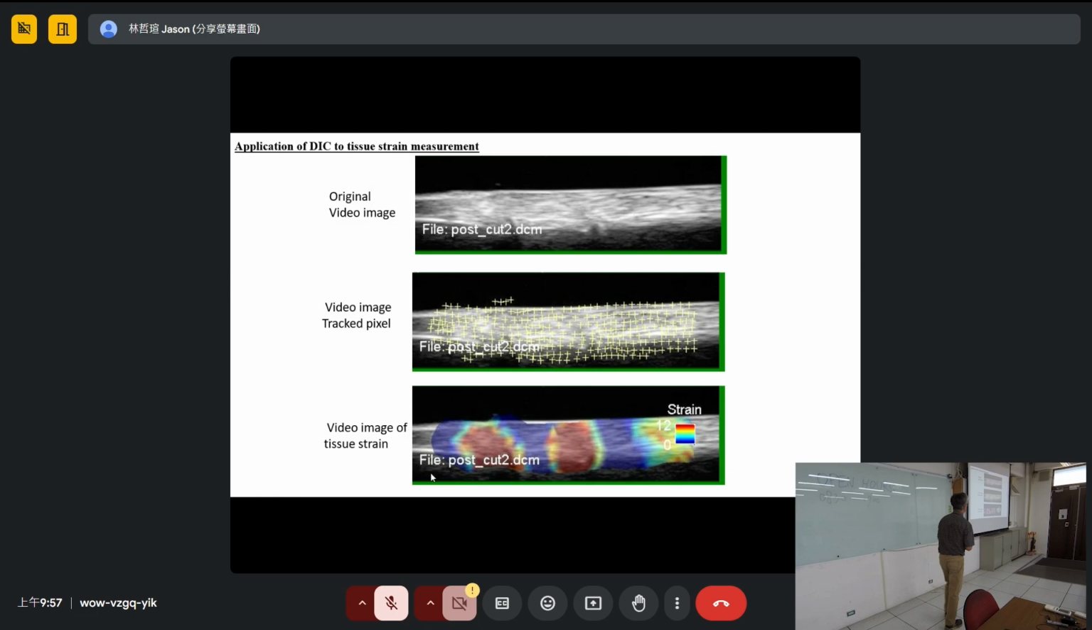Good. Okay. This was the cut. This part is close to this part. This red zone is the overstretch corresponding to this cut. This part we don't have the cut, but how come there is red?